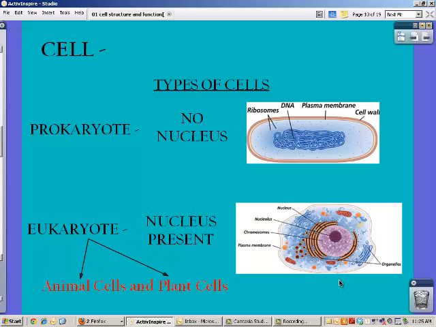And our eukaryotic cells can be broken down further into animal cells and plant cells. And our prokaryotic cells, usually, like I said before, when we say prokaryote, we mean more or less like bacteria or protists.